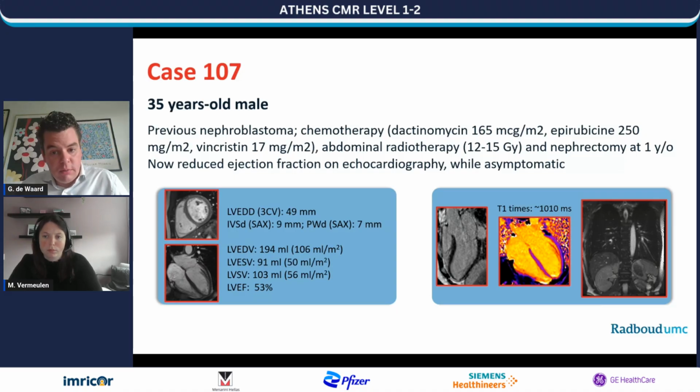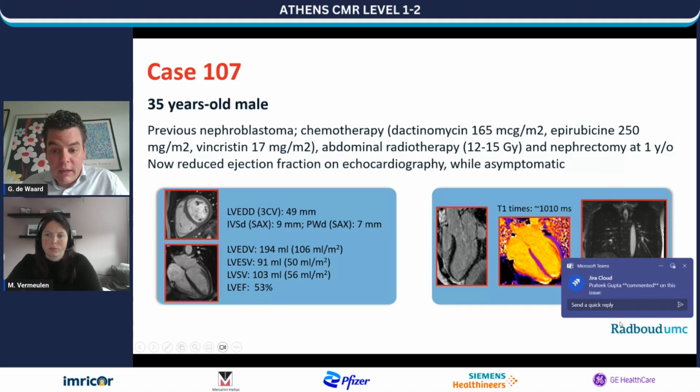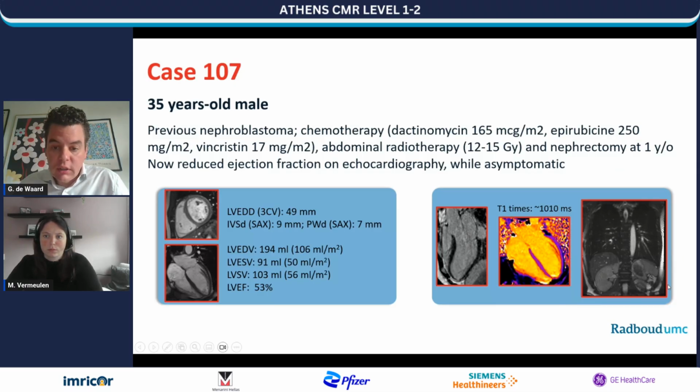In this case, T1 times were actually still preserved, 110. So you'll quite often see in cardiotoxicity that the T1 times are elevated as a marker of diffuse interstitial fibrosis. But in this case, the T1 times were still within normal range. You'll see on the right side of the screen that there was no late gadolinium enhancement in this case.